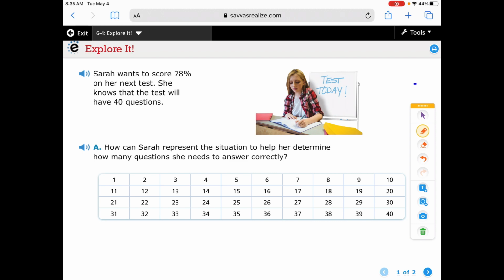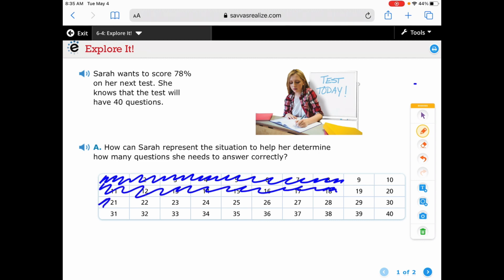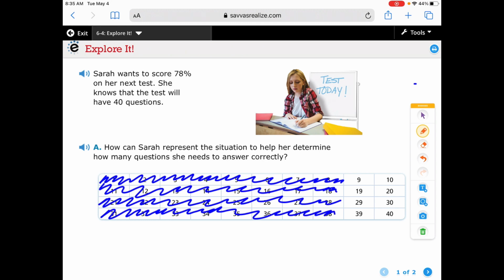So let's say that these ones that I'm going to scratch out, which you can do in the book if you have this provided for you. So we have 1, 2, 3, 4, 5, 6, 7, 8. And then we have 16. And then we have 24. And then we have 32. So we have 32 out of the 40 that she got correct.